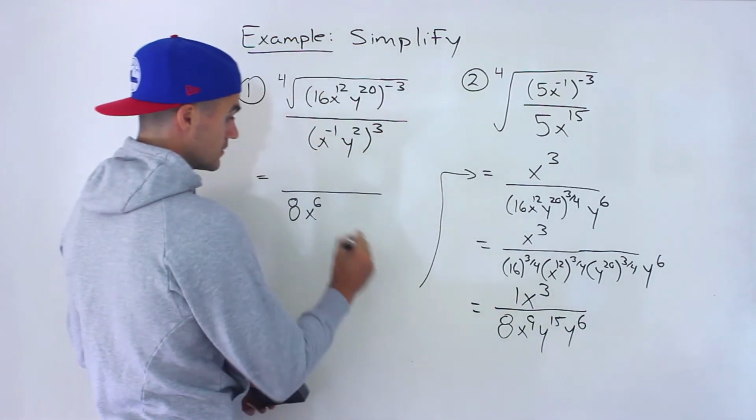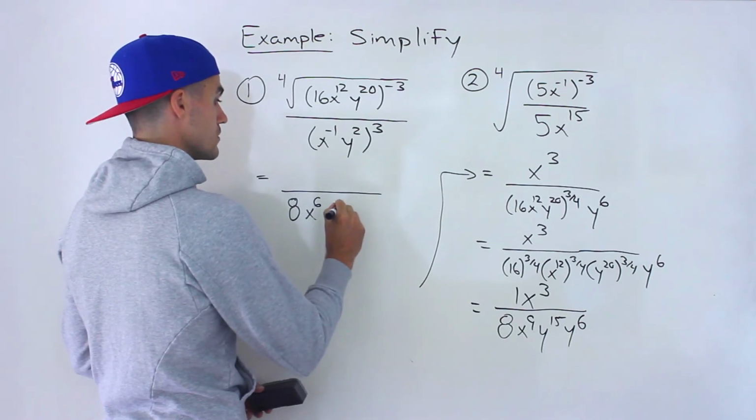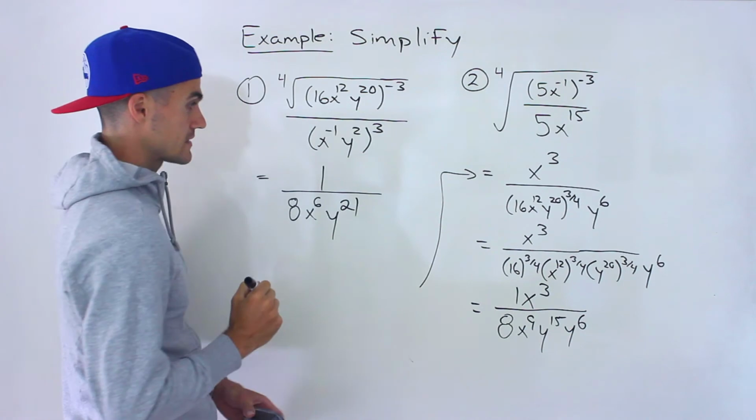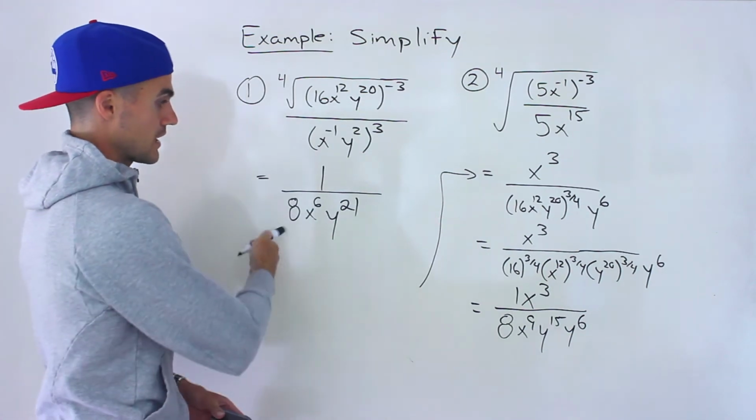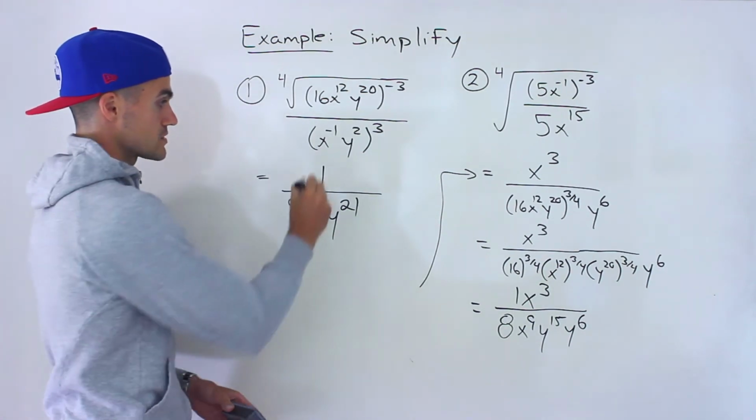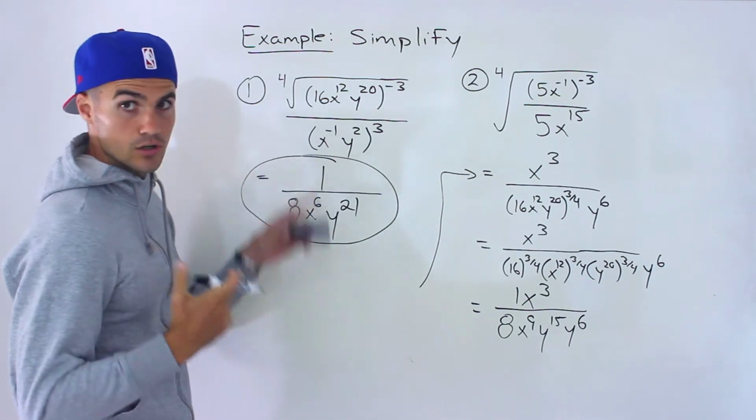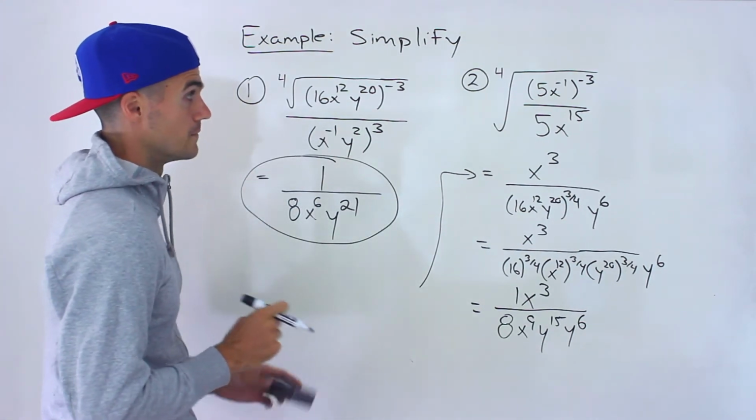We can add those exponents, so that would be y to the 21. And then that's pretty much it. That's what it simplifies to. We can't simplify this any further. And so this over here ends up being the final answer to number 1.